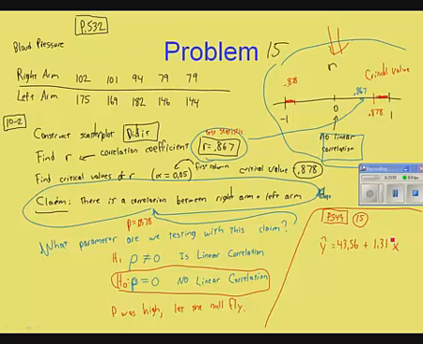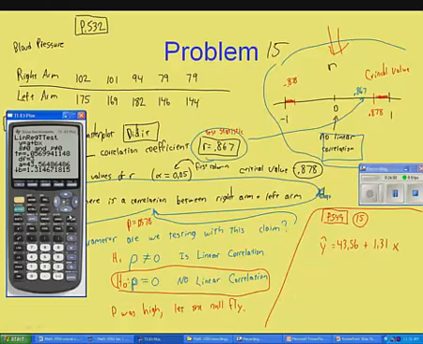I guess the notation of our calculator is almost backwards from what we're used to. Remember how B0 was the y-intercept? But what's the y-intercept in this equation? A. How come? Because B is in front of the x, and the number in front of the x is called the slope. You guys with me on that? So the slope is 1.31.